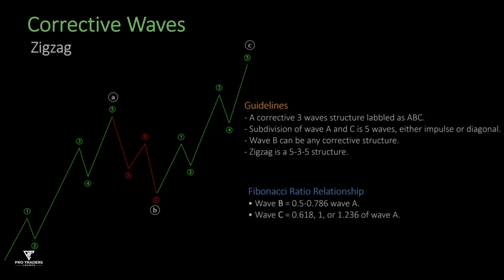Fibonacci ratio, wave B usually ends between the 0.5 and 0.786 of wave A. Wave C, usually between 0.618, 1 or 1.236 of wave A. Here's an example.